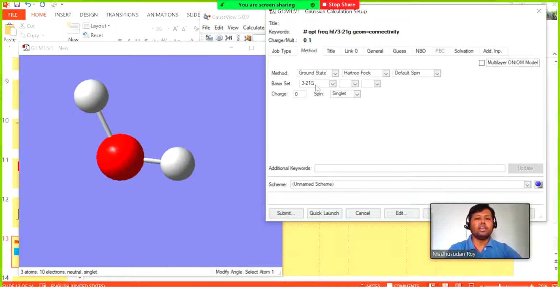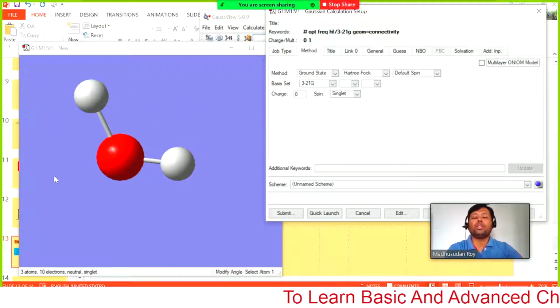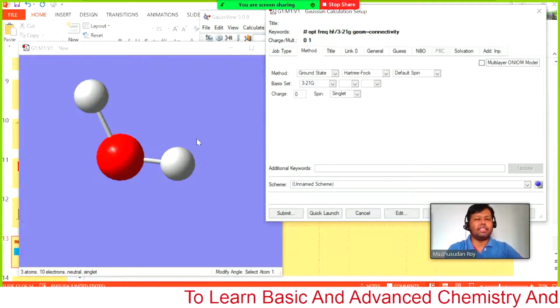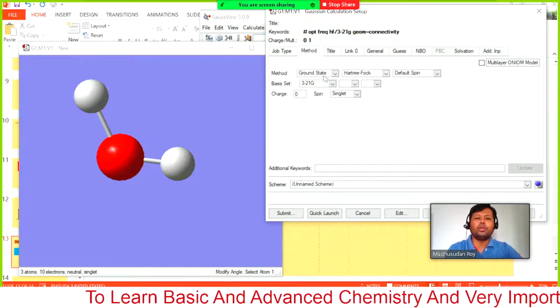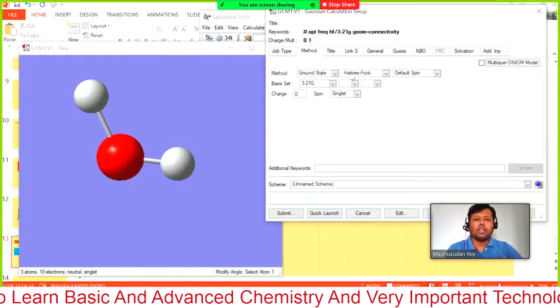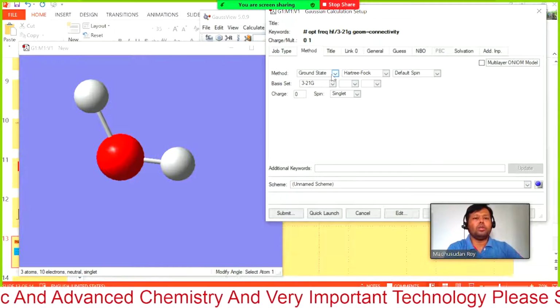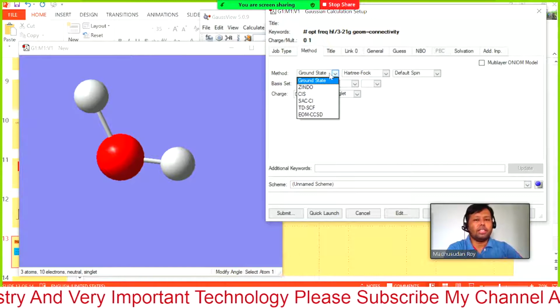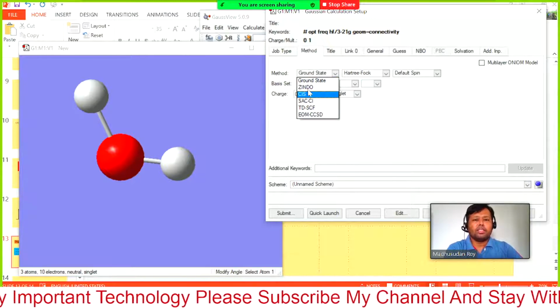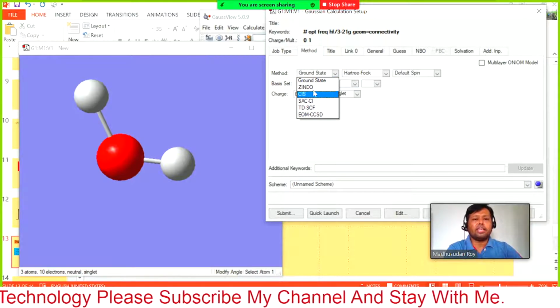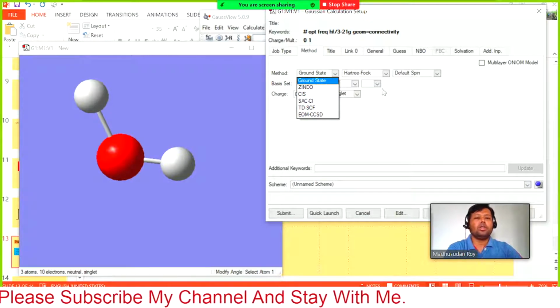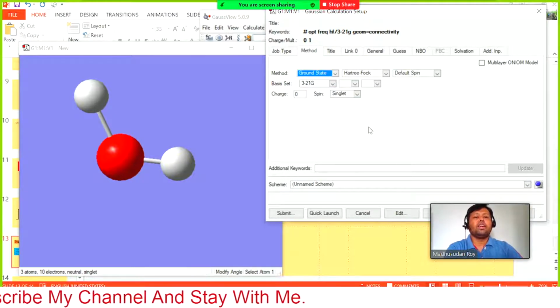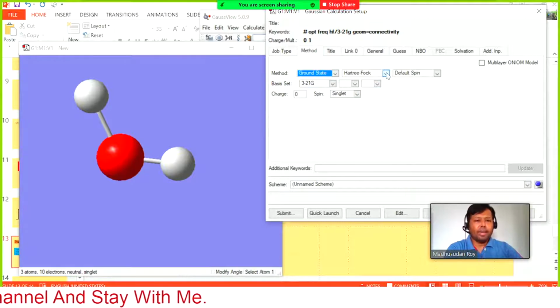Here you can see we have different types of methods. So we are going to have the molecule in the ground state, not in the excited state, just in the ground state. So we will use the methods which are available for the ground state. We have even different types of excited states, but now we are not interested. Here you can see all of these are excited state, and this is only the ground state. So we will choose the ground state.